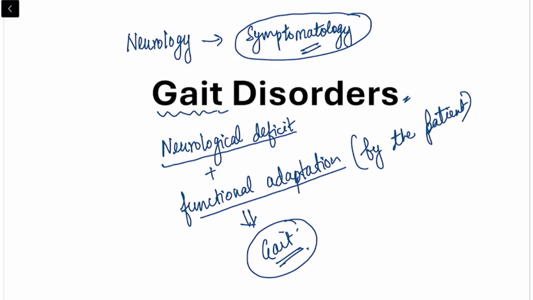And these two phenomena, when they combine, they result in a certain gait. And when we see gait clinically, we have to keep in mind these two possibilities, that there will be a neurological deficit, as a consequence of which the patient must have adapted himself to walk in some certain fashion. These two phenomena, when they combine, they will form gait, right?